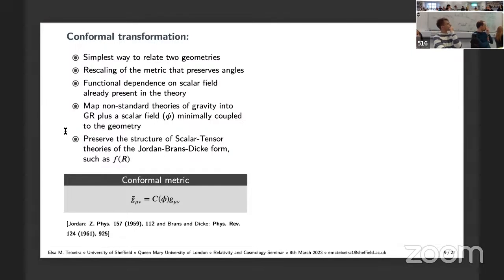Why is this good? Because if we already have the scalar field in the theory, if we already have a dark energy theory that includes a scalar field, then we can just use the same scalar field to say that there is this effective interaction between the two that comes from the fact that the geodesics of dark matter or matter will depend on the scalar field, and that naturally gives rise to the coupling. So these have been very famous in the literature since the 60s, basically because they preserve the structure of scalar-tensor theories when we take theories of the Jordan-Brans-Dicke form, like f(R). So we will have a way to map from modified gravity to dark energy models.